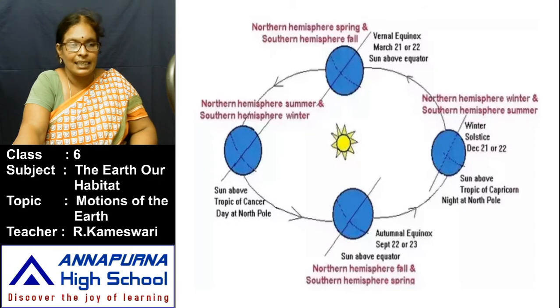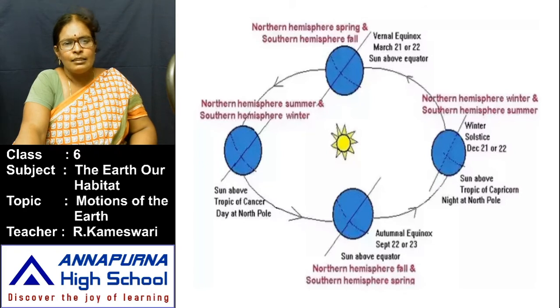When the sun rays fall on the Tropic of Cancer, it receives a lot of heat, and June 21st is the longest day and shortest night in the northern hemisphere. At the same time, December 22nd is the longest daytime and shortest night time in the southern hemisphere. Did you know, children, one point? Australia celebrates Christmas in the summer season.